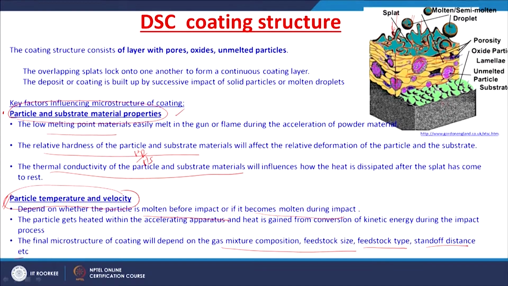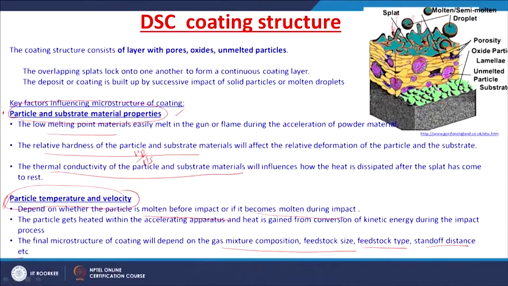That means if you control the standoff distance, the distance between the gun and the substrate, or the size of the feedstock, or the type of feedstock, either wire, rod or particle powder, or the mixture of the gas which is used for combustion. So, the final microstructure will depend on all these factors, right. Categorizing the factors which influence the microstructure of the coating, these are the properties of the particle and substrate, and then temperature and velocity, right. These are the main important factors that influence the microstructure of this coating.